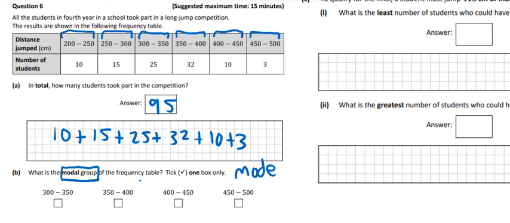What you need to look for here is the one that has the highest frequency, or in this case, the highest number of students. You can see here that 32 students jumped between 350 and 400. So 350 to 400 is your answer.